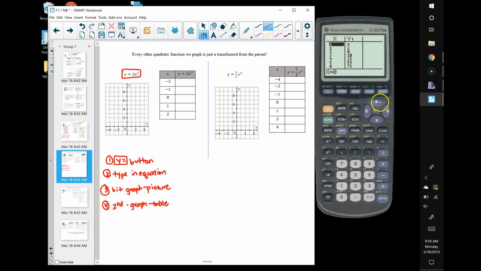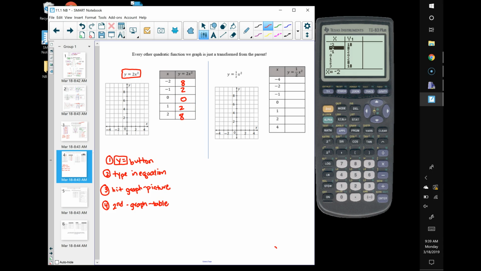And in this table, I can scroll. See how my table starts at -2? I can hit the scroll up button, and I can scroll to where I see -2. Now I've got my table. Now I see that -2 and 8 go together. I see -1 and 2 go together. 0, 0. 1, 2, and 2, 8.